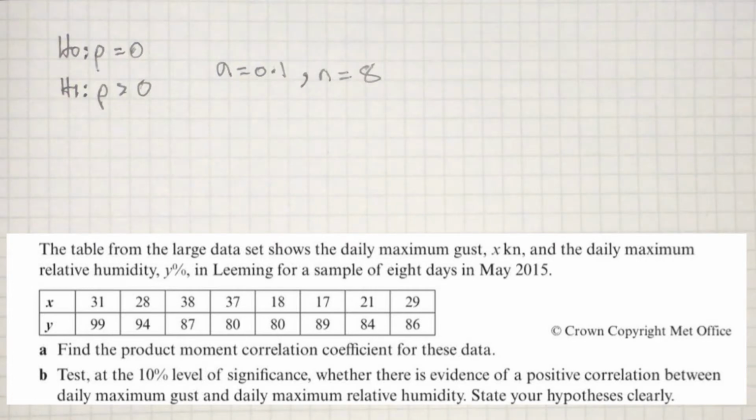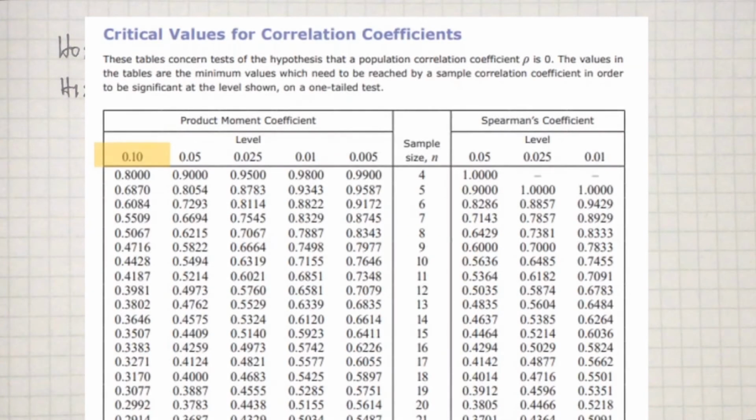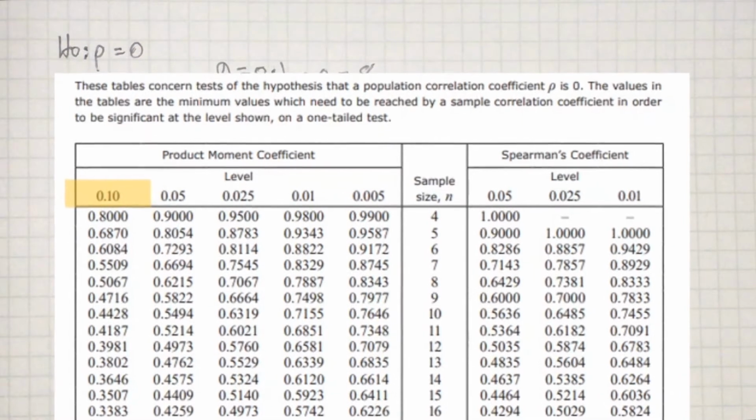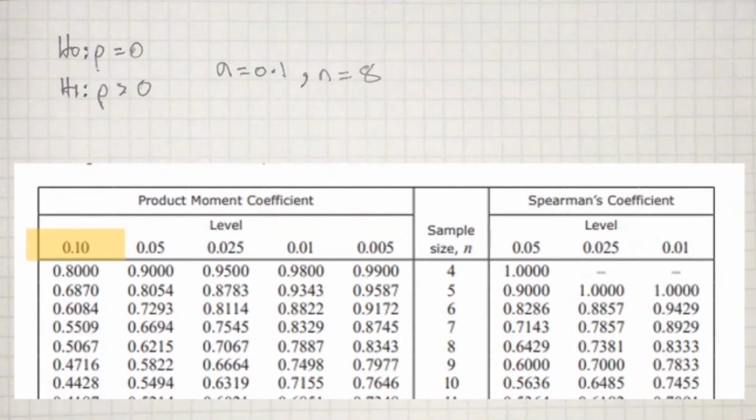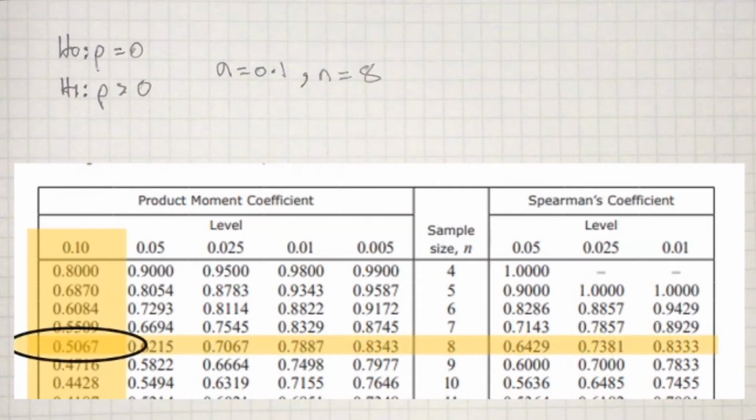These can be found on page 37 of the formula book. To use the tables, we first need to know what significance level we're working with. We're working with a 10% significance level, so we're going to look through the column for 10% significance level. We also need to know the sample size. In this case, the sample size was 8, so we're going to read across from 8 in the sample size column, and we're going to cross-reference and find the coefficient that we're going to use as our critical value. As we scan along, we see the coefficient we're looking for is 0.5067. So that's going to be our critical value.